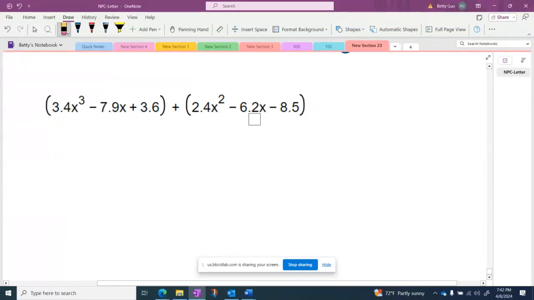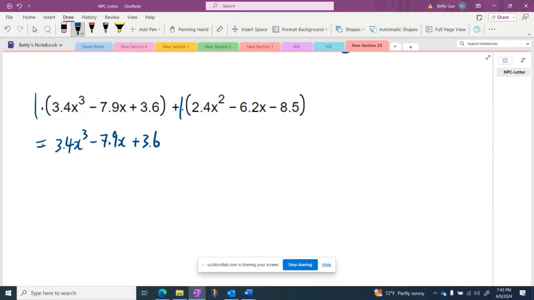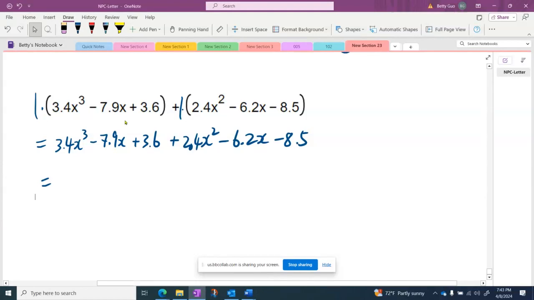Since we're adding, we could literally remove all the parentheses because this parenthesis has coefficient 1, so we could literally remove them. So 3.4x cubed minus 7.9x plus 3.6 plus 2.4x squared minus 6.2x minus 8.5. Double check. When you have decimals, you have to be much more careful. Let's identify like terms. This one and this one, they are like terms.